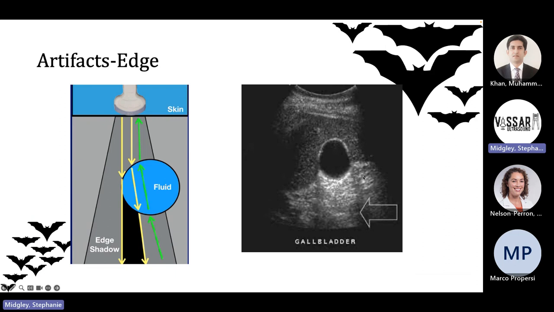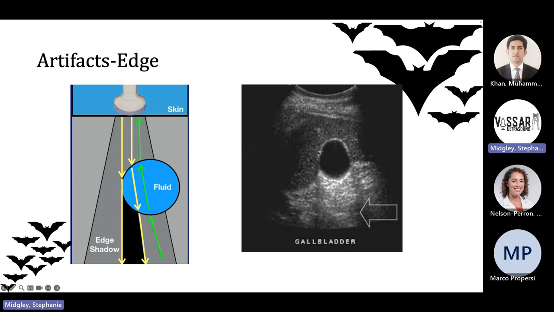The other one that's kind of tricky and can mimic shadowing is this thing called edge artifact. You can almost think of it like when you're driving in a car, it's that blind spot in your mirror. So what happens is these sound waves come down and they hit this curve of this fluid-filled periphery. And the densities are different between here and here. And so it makes the sound waves jump off axis, and they never make it back to the probe, right? Only the sound waves that make it back to the probe make your image.